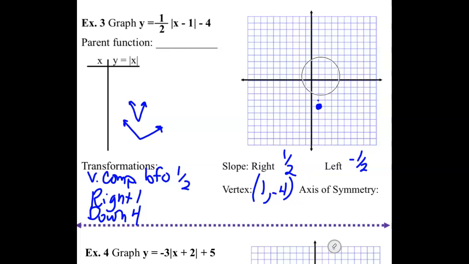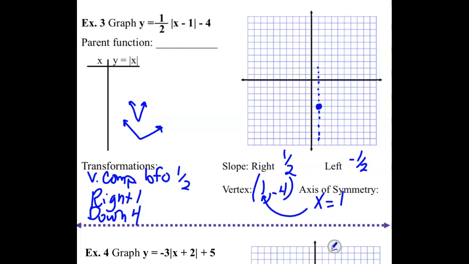Axis of symmetry always has to go through your vertex. So if we know our vertex, our x value went to a 1, we know our equation is x equals 1. Yes? All right. So from the point that I've graphed, where our new vertex is, picture your line of symmetry being here.